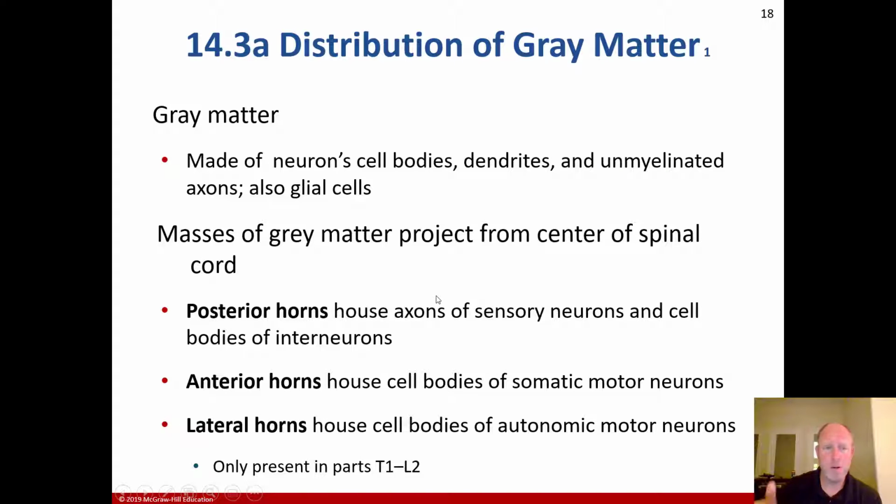For distribution of gray matter, the gray matter is made of the neurons' cell bodies, the dendrites, and unmyelinated axons, also glial cells. The masses of gray matter project from the center of the spinal cord. The posterior horns house the axons of the sensory neurons and the cell bodies of the interneurons. The anterior horns house the cell bodies of the somatic motor neurons, and the lateral horns house the cell bodies of the autonomic motor neurons, but they're only present in parts T1 to L2.